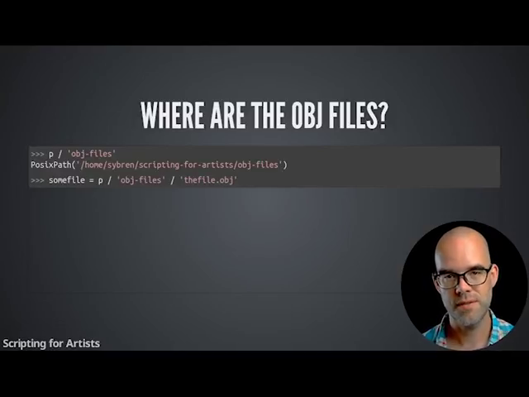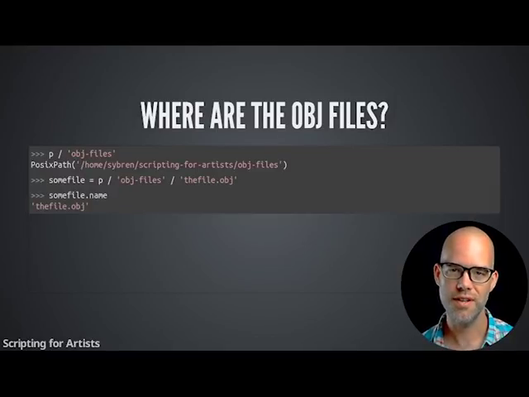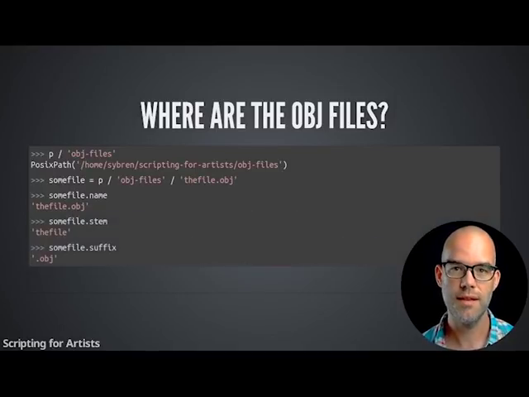Now some file is a path object that points to the file.obj, and now we can use the .control space combo again to figure out what we can do with such an object. Well, for example, you can get the name. So some file.name will just return the file name without any directory component. And we can break it down even further. We have the stem and the suffix.